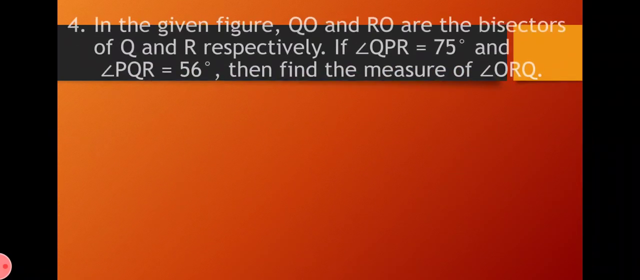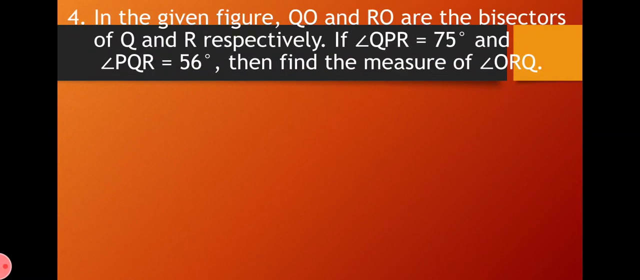Next, question number 4. In the given figure, QO and RO are the bisectors of angle Q and angle R respectively. If angle QPR equals 75 degree and angle PQR equals 56 degree, then find the measure of angle ORQ.